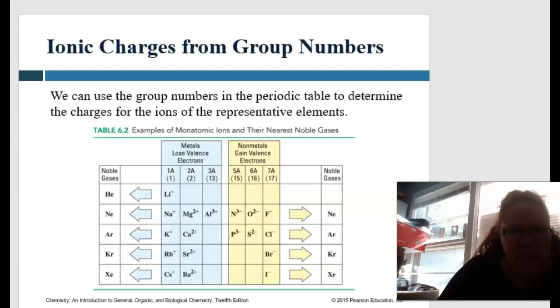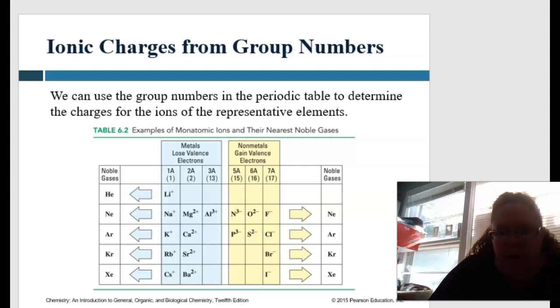We're almost to the end in the study check. Okay, so again, this is just another way to visualize those things. We can use the group numbers in the periodic table to determine the charges for the ions of the representative elements. And so we have our noble gases, right? And we have the metals that lose valence electrons, either 1, 2, or 3.